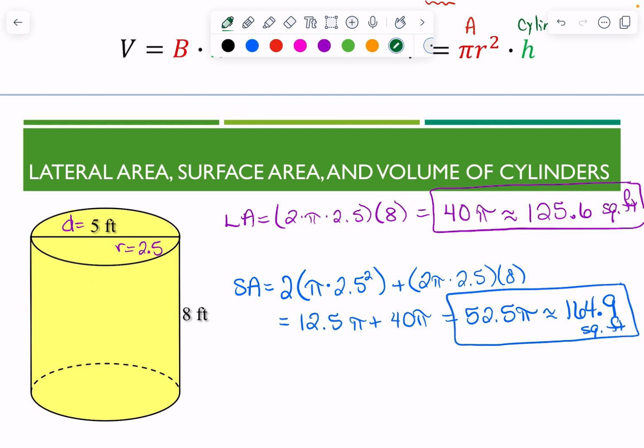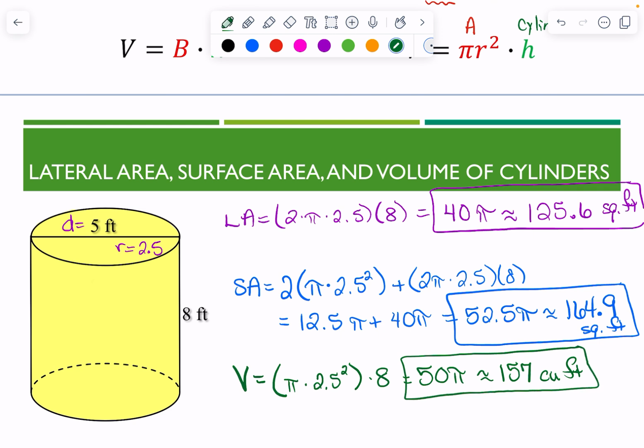Then we're going to jump down and do the volume. Remember, the volume is the area of the circle, the base, so pi times 2.5 squared, multiplied by the height of the cylinder, which is 8. So 2.5 squared times 8 gets us 50 pi. There's my exact. Then I take that 50 times 3.14, and that gives me 157 approximate cubic feet.